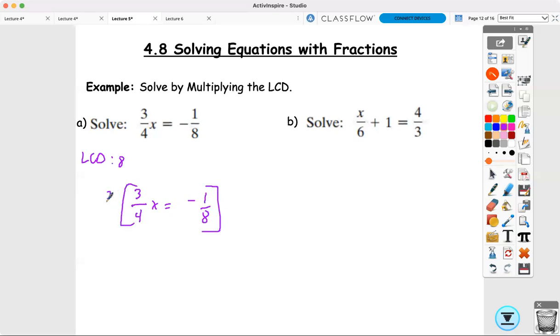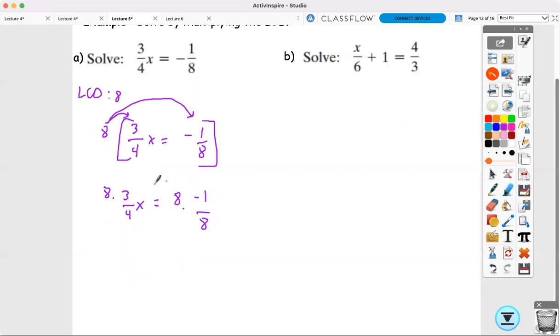So when I put the whole equation in brackets, we're going to distribute this 8 to everything in the left side of the equation, and to everything in the right side. So we're going to get 8 times 3/4x equals 8 times -1/8. So we're going to keep multiplying it across. So we have a whole number and a fraction. You're probably wondering, well, what happens with the whole number and fraction?